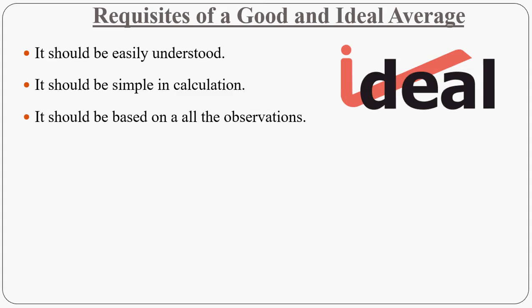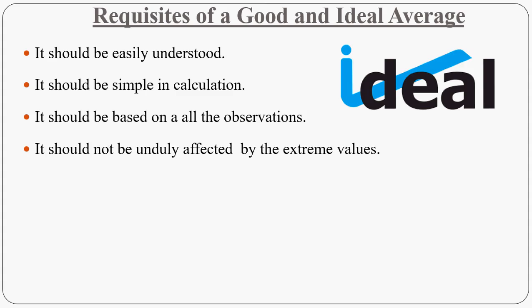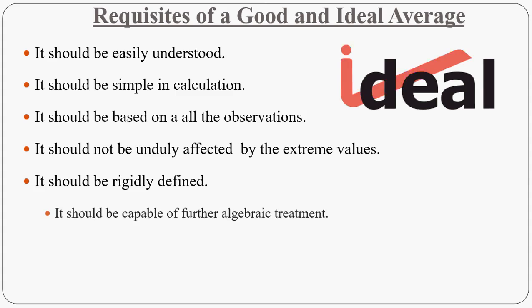The third one, it should be based on all observations. So total observation should be taken. It should not ignore any one or two values. So everything has to be taken. It should not be unduly affected by extreme values. It should be rigidly defined, very clearly defined, and it should be capable of further algebraic treatment. So whatever calculation you are making, it should be easy, simple, and useful for further calculation like further algebraic treatment. In that way, it should be prepared.